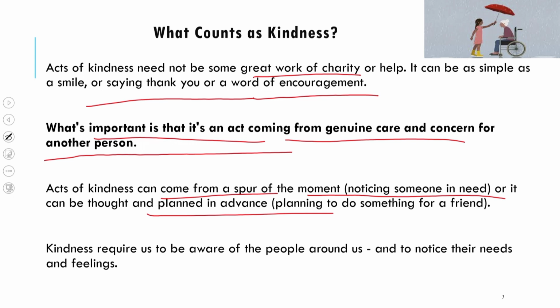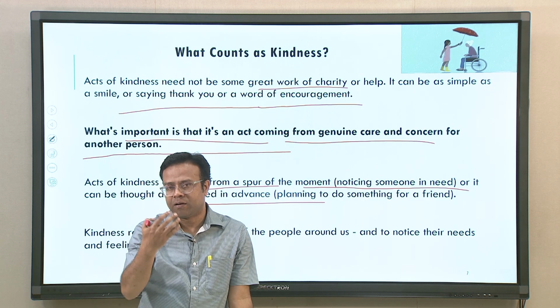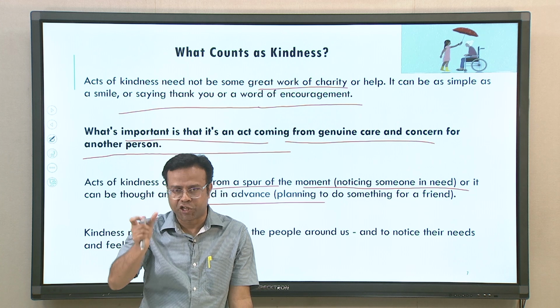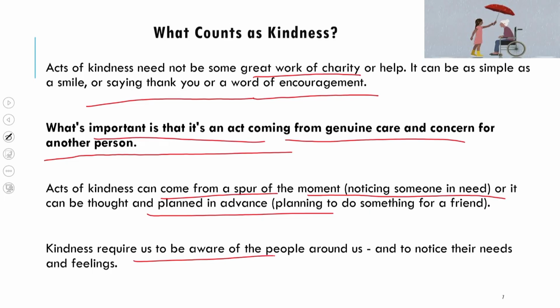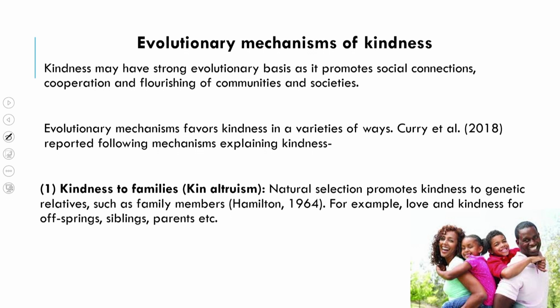Many times kind actions emerge randomly, which are called random acts of kindness, or many times people plan in advance to do some actions, with all the planning and so on. Those are planned actions. Kindness requires us to be aware of the people around us and to notice their needs and feelings. Generally it comes out of sensitivity towards the needs of other people, and that sensitivity leads to kind actions. So, as per this definition, any action can be called a kind action if the intention is to benefit someone else, whether it is a very small action or a great action.